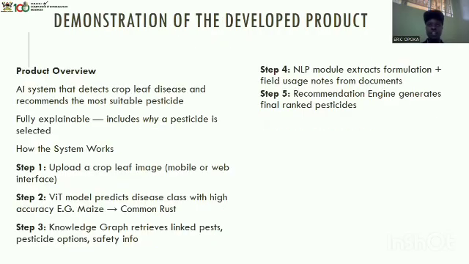So next we have the demonstration of the developed product, which I'll do as the demo, but that's how it works. We upload the crop leaf image via the mobile or web interface. Then the ViT model predicts the disease class with high accuracy. Then the knowledge graph retrieves the linked relationships. Then the NLP extracts the formulation fields using the notes from the recommendation engine, which generates the final pesticide.